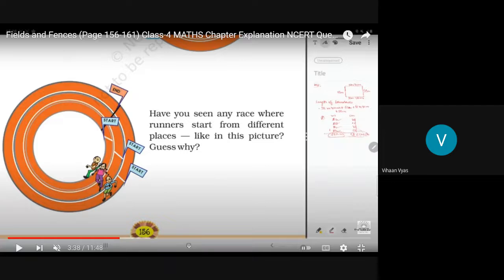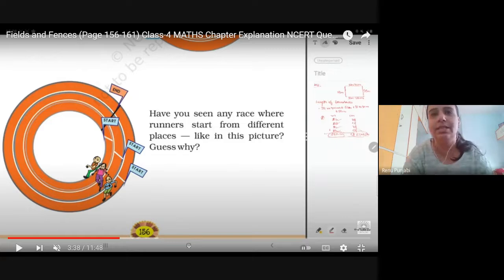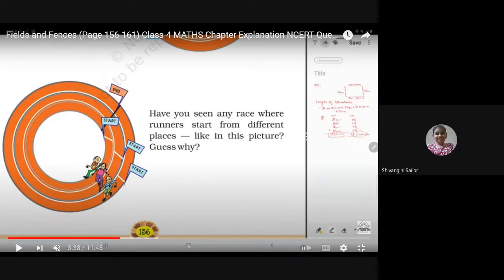So then how do they win? How do they select the winners? Ma'am, I have the right answer. Okay, Shivangini, tell me. Ma'am, because the places are different, when they start, the fastest one will go in front, and when they are running, their place should be the same. That's why the starting point is different.